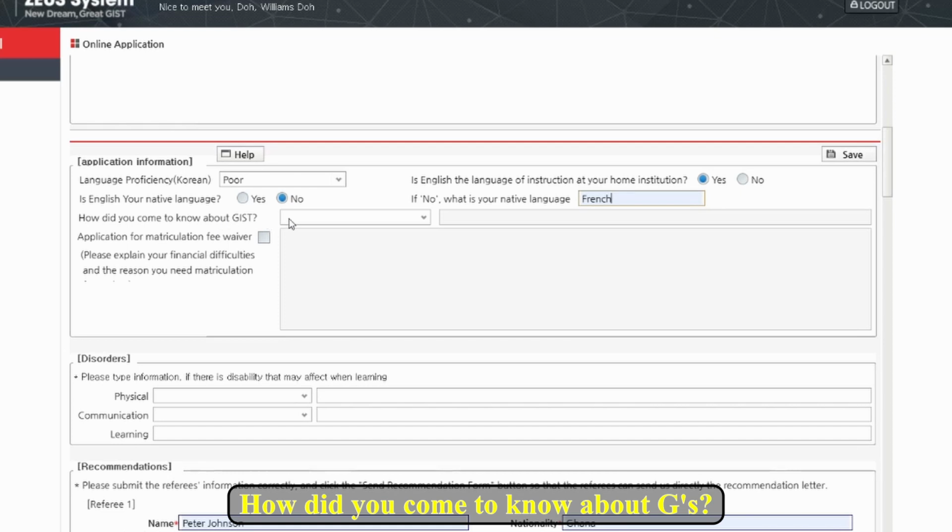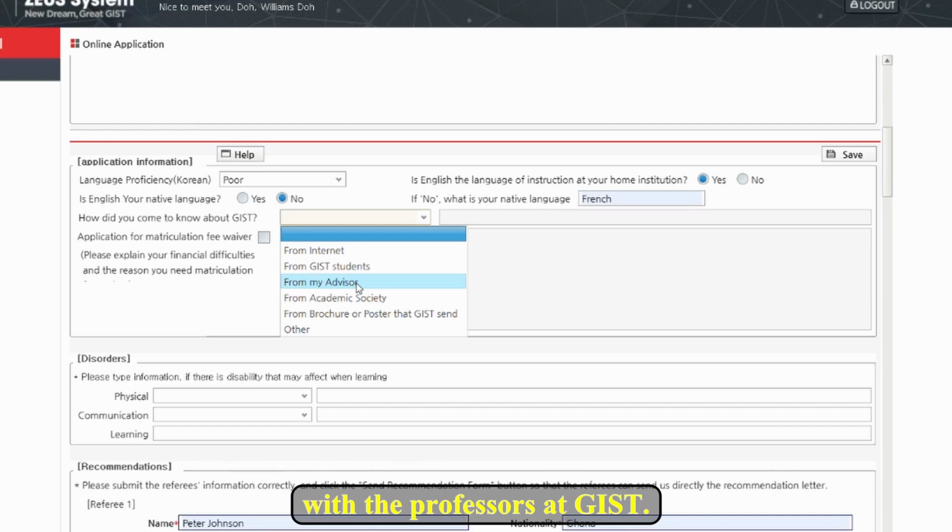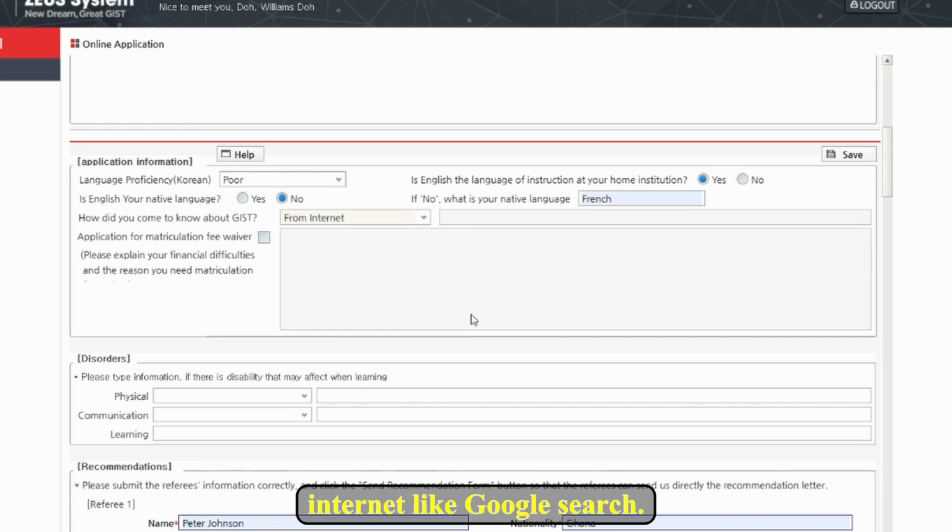How did you come to know about GIST? You can say from the internet, or maybe from a YouTube, or maybe from a GIST student, that is a student who is already at the university, or maybe from your advisor, like your university professor has some contacts with the professors at GIST. Maybe that's how you got to know. So you have to tell them how you got to know about GIST. For this purpose, you will take internet, like Google search.